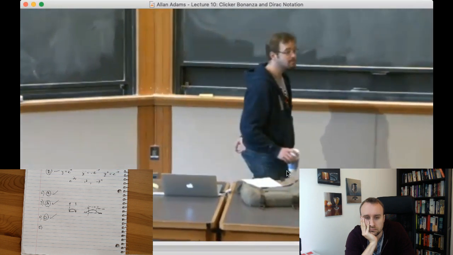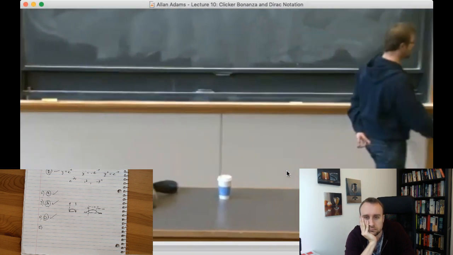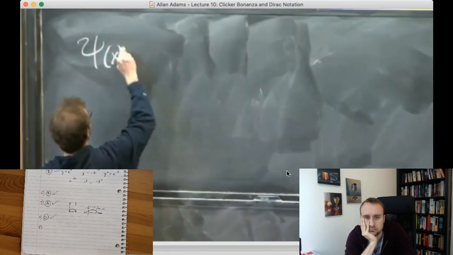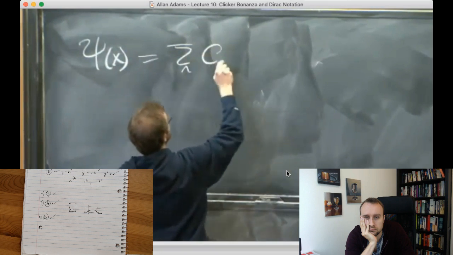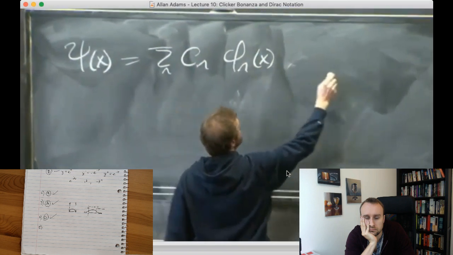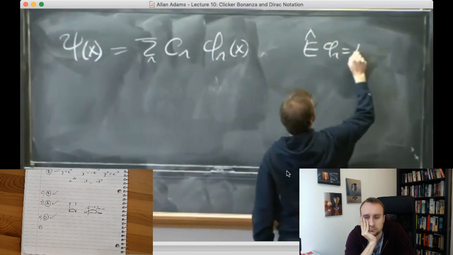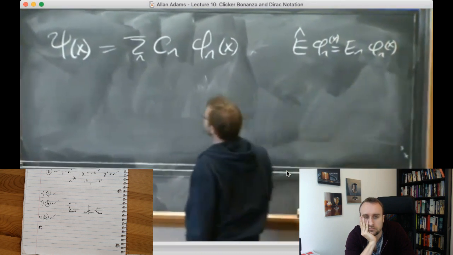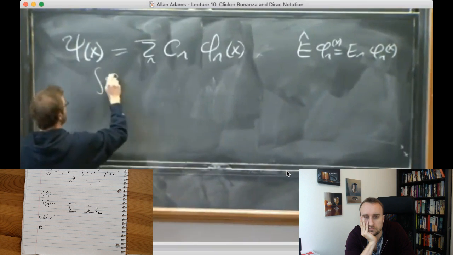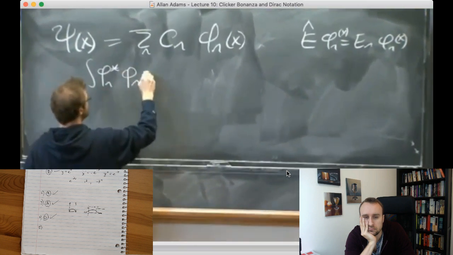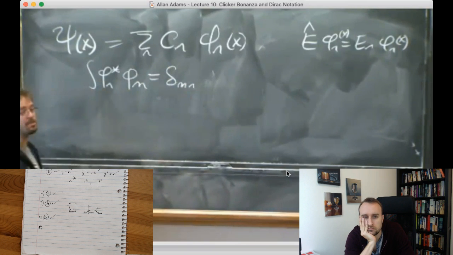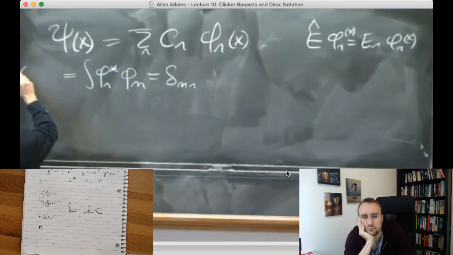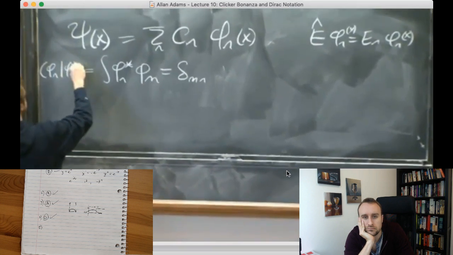Exactly. So the way you get Cn is by saying, look, I have my wave function, psi of x is equal to the sum over n of Cn phi n of x, where these phi n's are energy eigenfunctions. E phi n is equal to En phi n of x. And we also know that the integral of phi n complex conjugate phi m is equal to delta mn. This is the same as orthogonal and properly normalized. We also write this as the inner product of phi n and phi m.